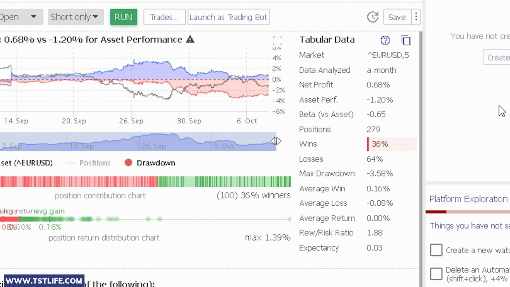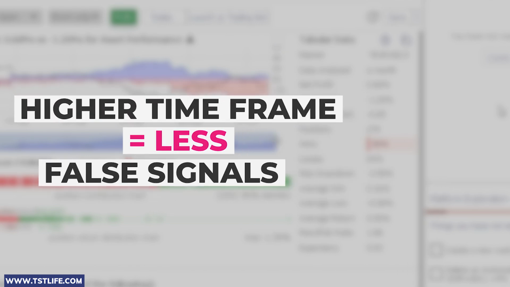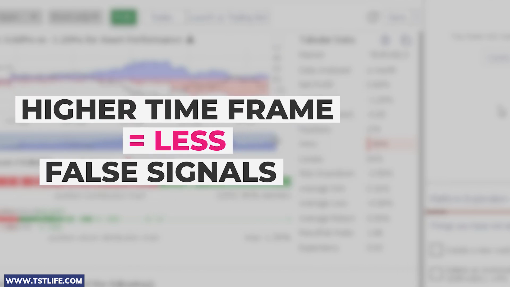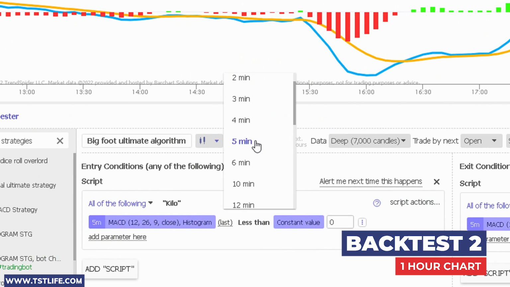So let's run the same strategy on a 1-hour time frame. Usually, as we increase the time frames, the charts may give fewer false signals. One of the basic rules, but doesn't apply all the time though. Now, we just need to come over here and switch from 5 minutes to a 1-hour time frame.